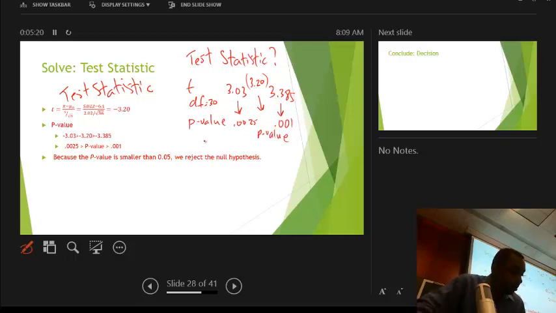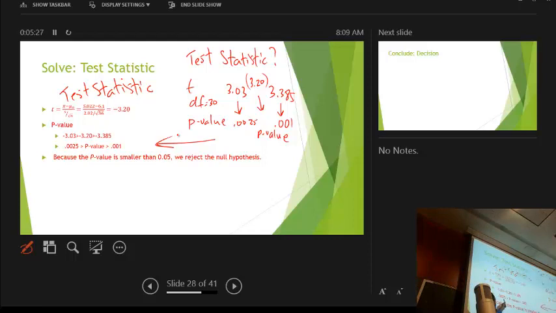And so all of this is where I get that from. It didn't just come out of thin air, so to speak. Okay? So because negative 3.20 is between those two numbers, then of course its p-value is in between those two corresponding values.